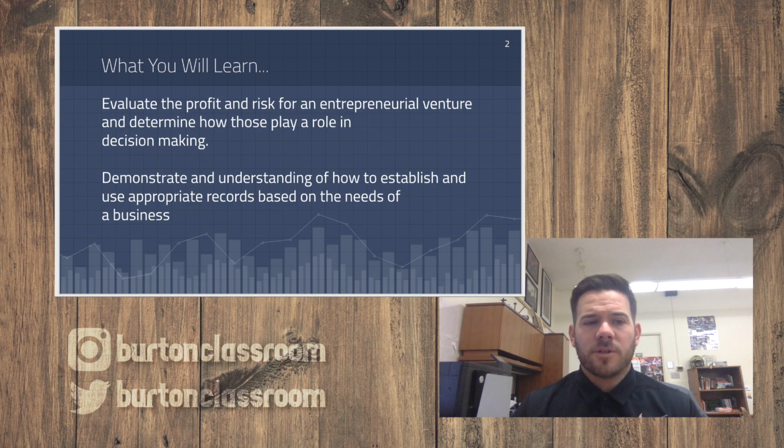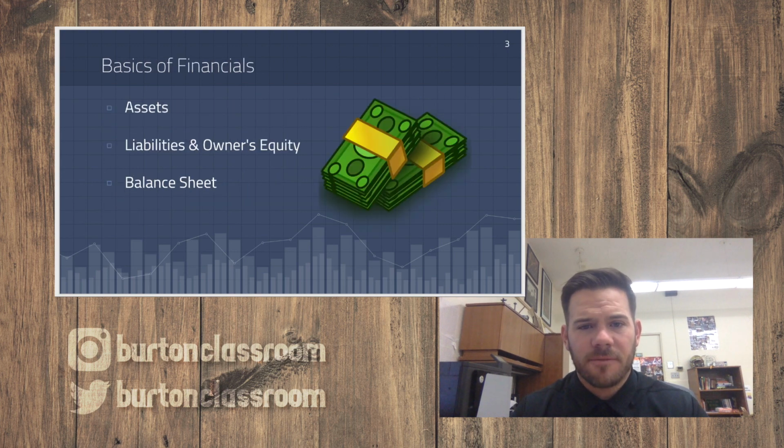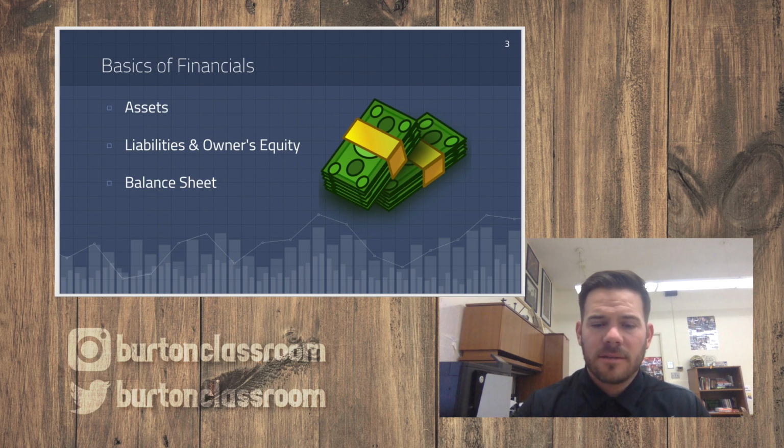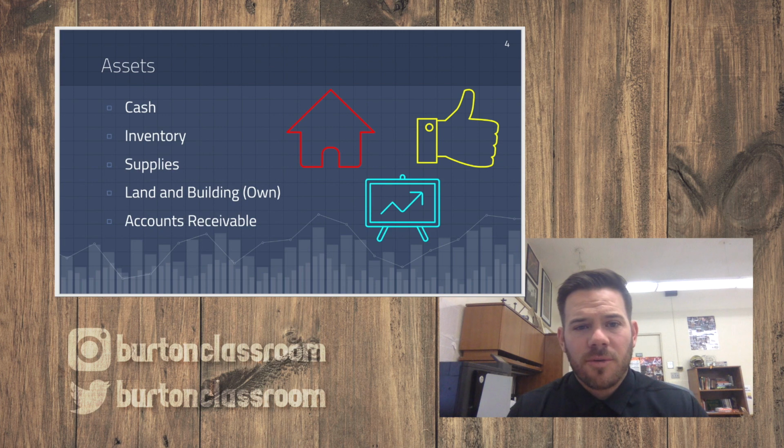So what we're going to be doing here is creating a balance sheet to open up your business, pretty much taking out a loan. So you see right here the basics of financials. What we're going to be looking at is assets. What does it mean to have an asset? What are liabilities and owner's equity, and then what is truly a balance sheet and what does that look like? So let's go ahead and get started with the assets.